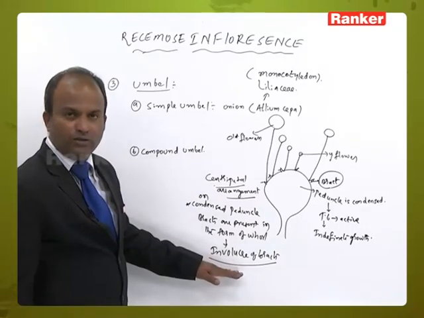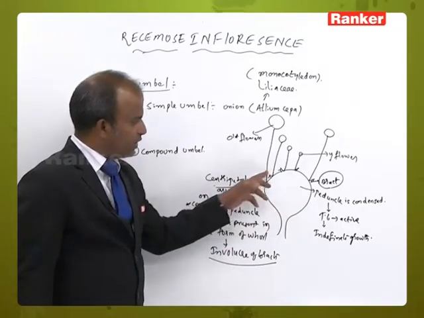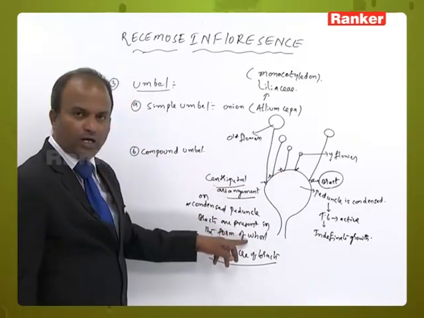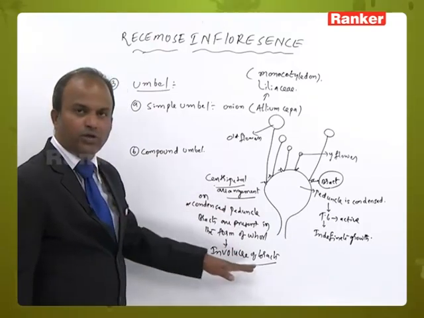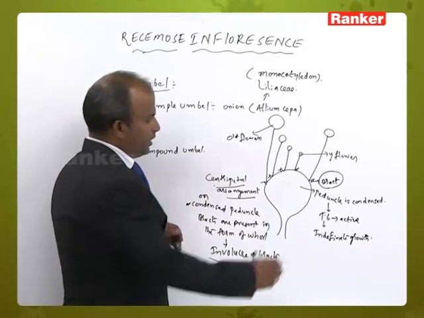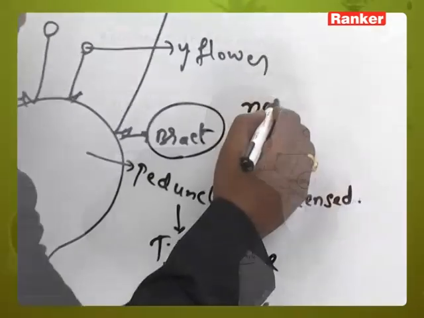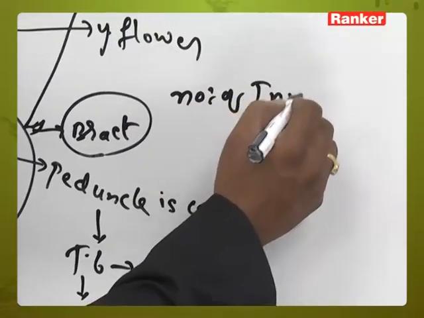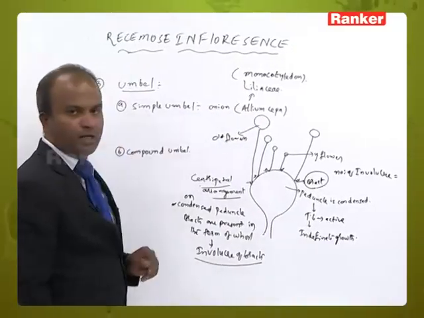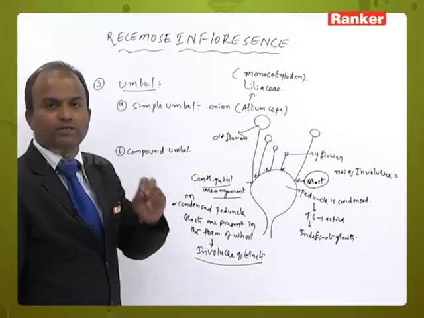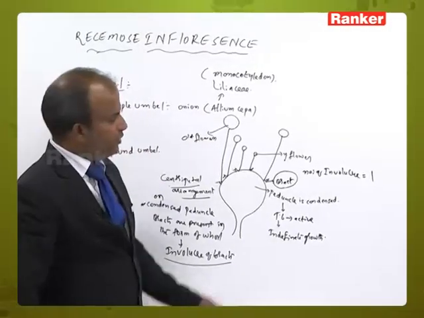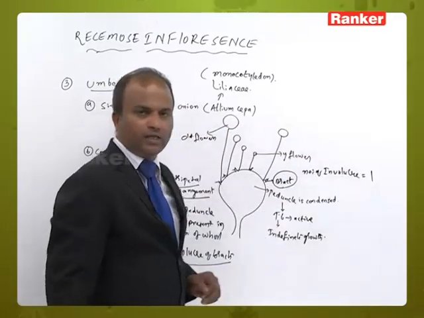What is meant by involucre of bracts means bracts which are forming a whorl-like structure on the condensed peduncle. So it is called as involucre of bracts. Can you tell me the number of involucre in simple umbel? Number of involucre in simple umbel, that is nothing but 1.